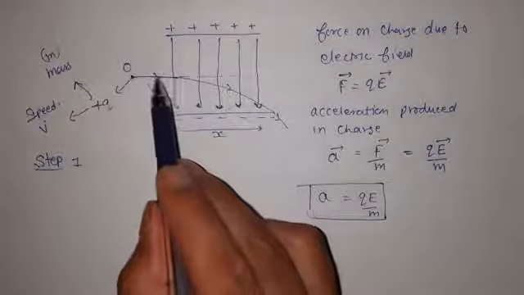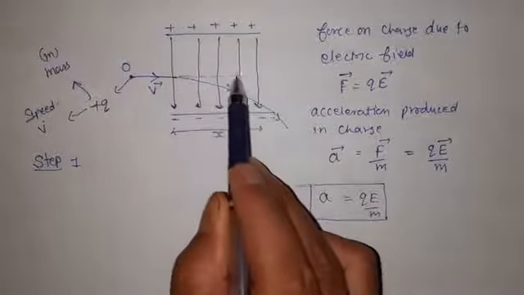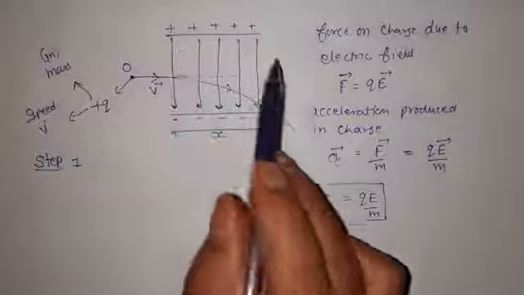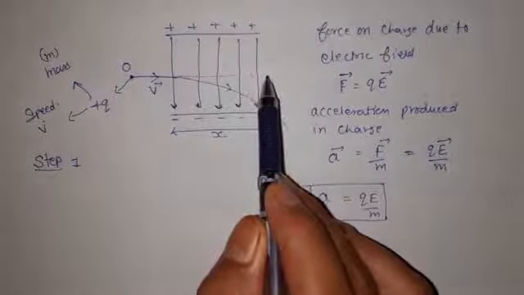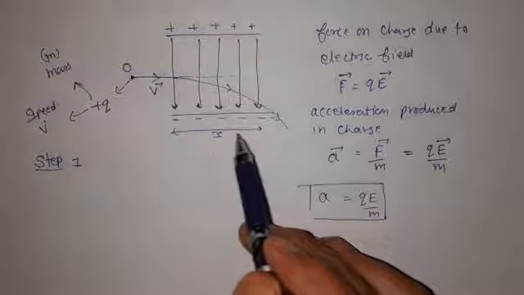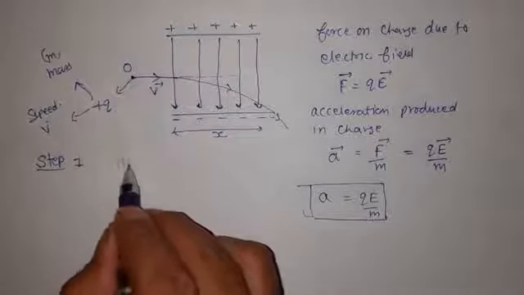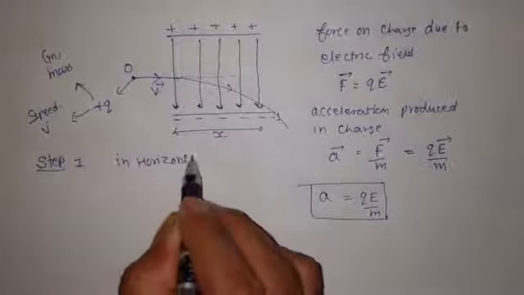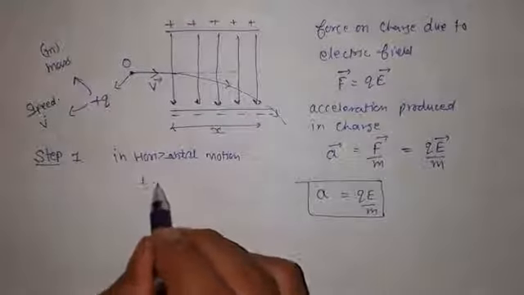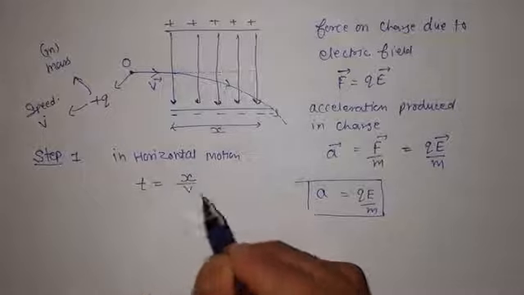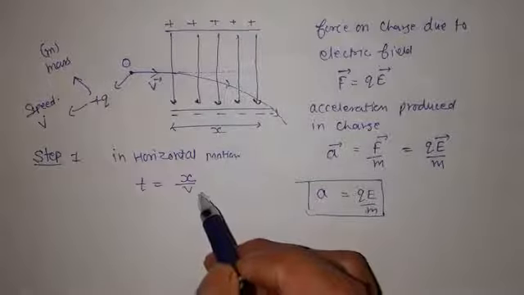There, this charge is moving with speed v. If there were no external field, it would go straight. Okay, when this field is not present, how will the charge go? It will move exactly straight, horizontally. So how much distance does it have to move? x. At what speed? At speed v. So in the horizontal motion, the time it has taken to cover this distance is equal to distance upon speed. The distance to cover is x, and the speed is v.